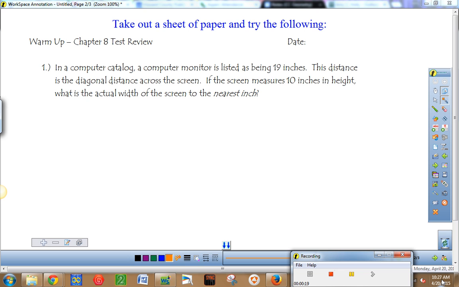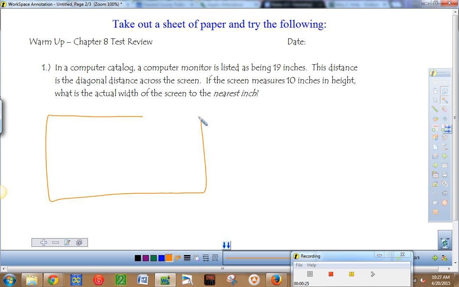What shape is the computer screen? A rectangle. Thank you for not saying a square. Where does the 19 inches go? At the top. In the middle. Why in the middle? Because it's longer.